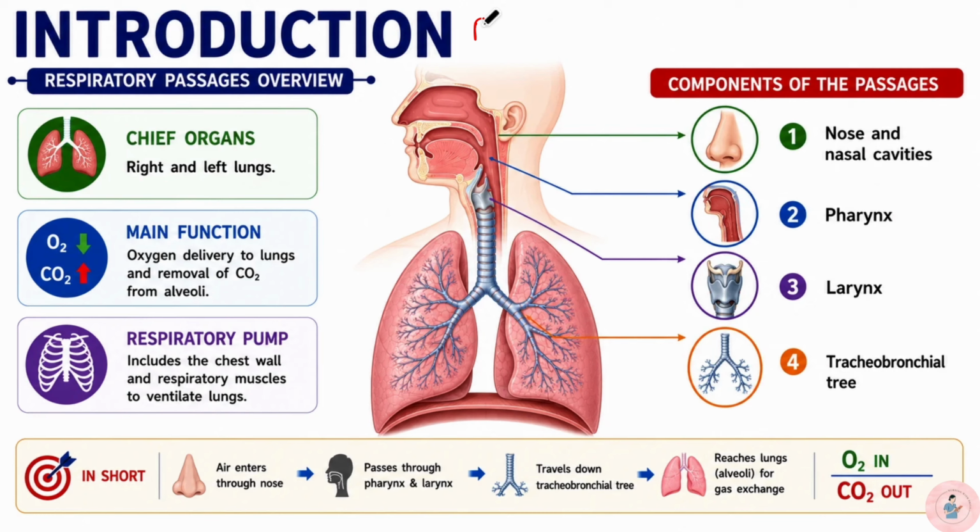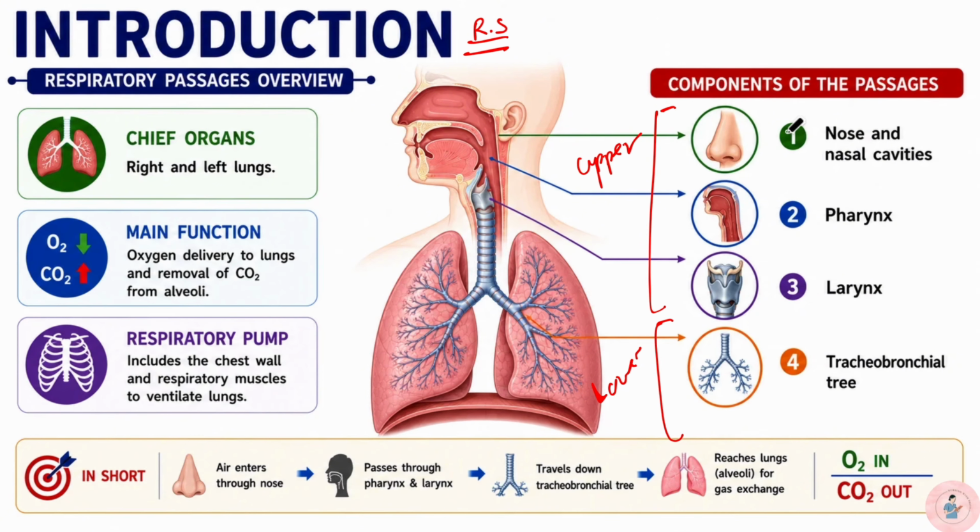Now, what is respiratory system? Respiratory system is a network of organs and tissues which allows us to breathe. Its primary function is to deliver oxygen to the bloodstream and expel the carbon dioxide waste. It is divided into two main types, the upper respiratory tract and the lower respiratory tract.